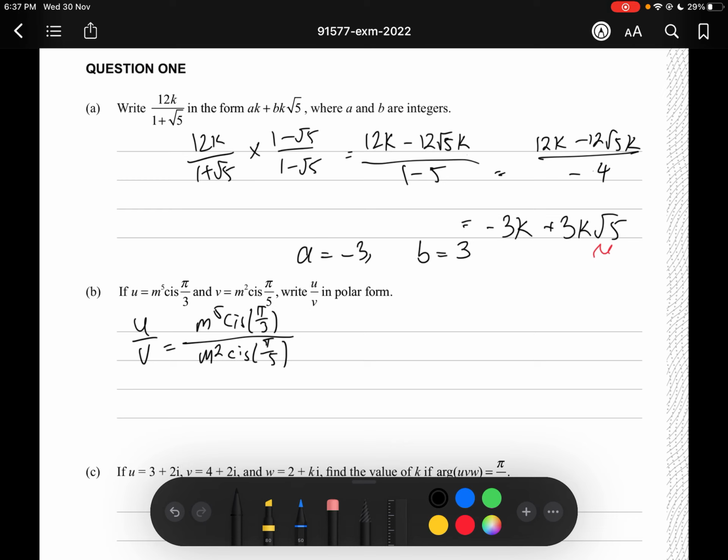For this question, the rule is that the coefficients are divided and the angles are subtracted when we do division. So m to the power 5 divided by m squared is m to the power 3, and this will be cis of pi over 3 minus pi over 5. This equals m to the power 3 cis of 2 pi over 15. That is our final answer for this question, and that is another achieved grade.